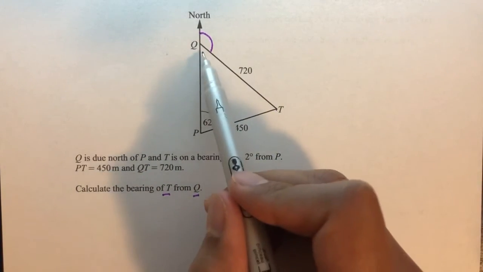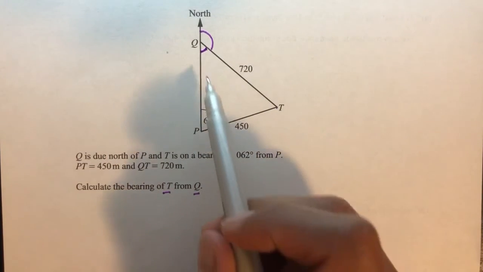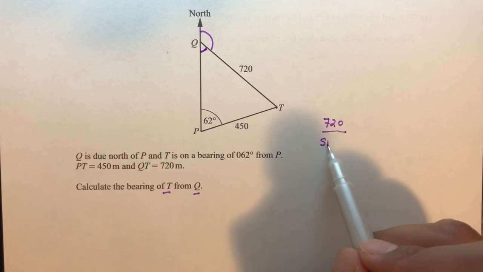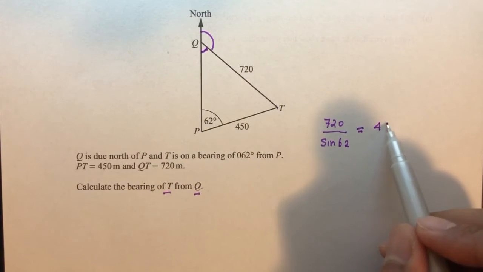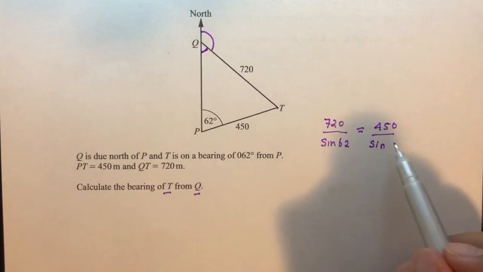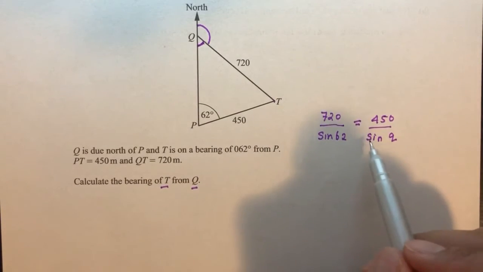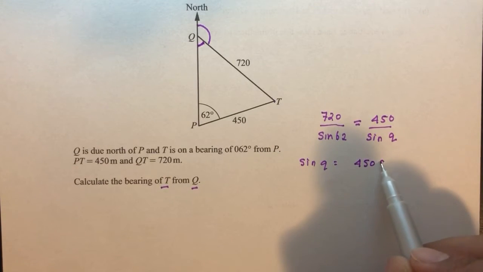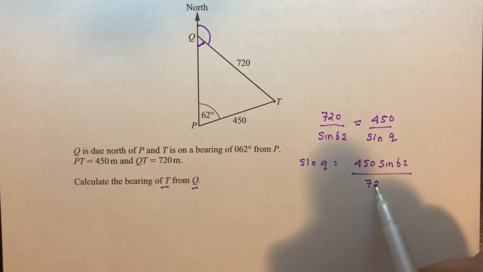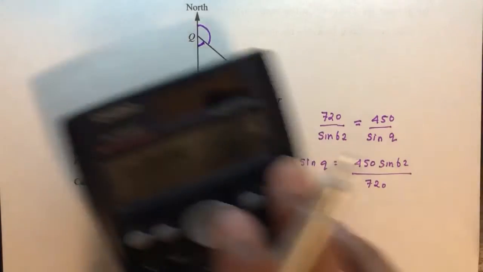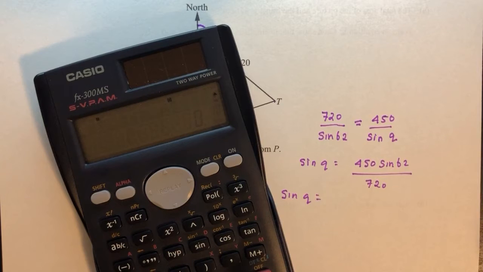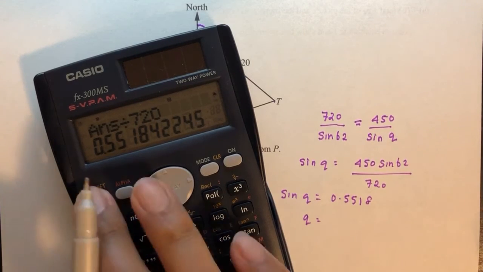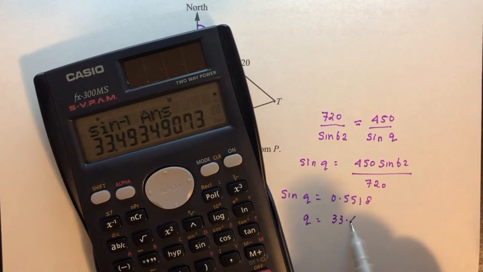So if you want to find this angle, you first have to find this angle. So how do you find this? You have to use the sine rule. So as you can see, this is 62, we say 720 over sine of 62 must be equal to 450 over sine of angle Q. So let's first find the angle Q. We cross multiply. We will have sine Q equal to 450 sine 62 divided by 720. So sine Q equal to what? So 450 sine 62 divided by 720, that will be 0.5518. So Q will be sine inverse of the answer, 33.49 degrees.